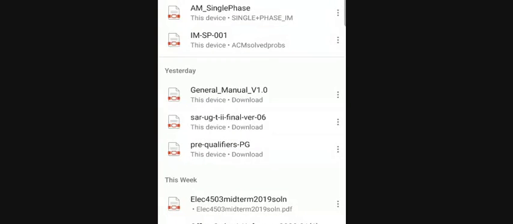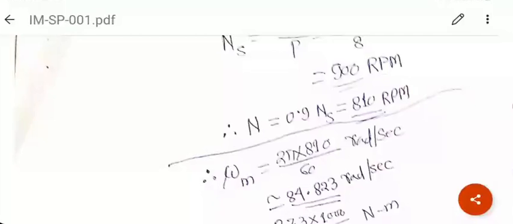Now, one more document which I wanted to show you is on induction motors in particular.